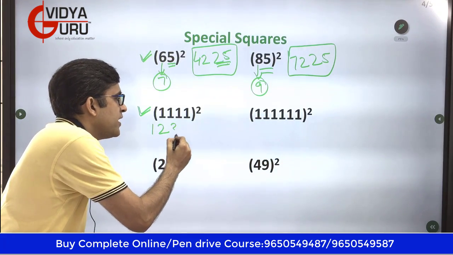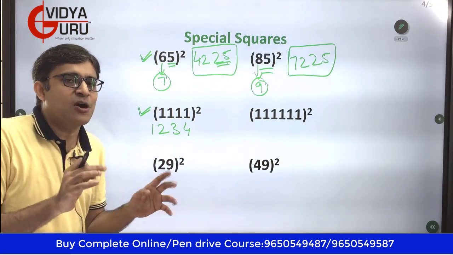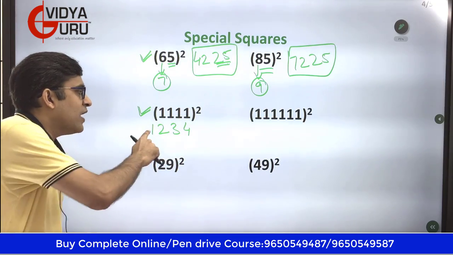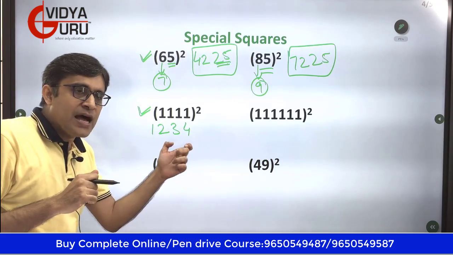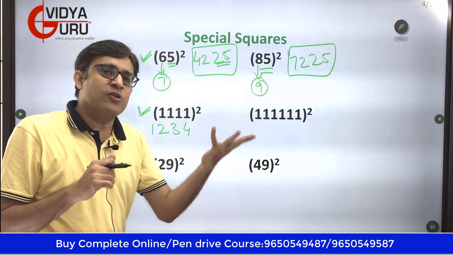1, 2, 3, 4. And not just count, I will also write it. Very simple. 1, 2, 3, 4. Sure? And now from 4 I will go back to 1.